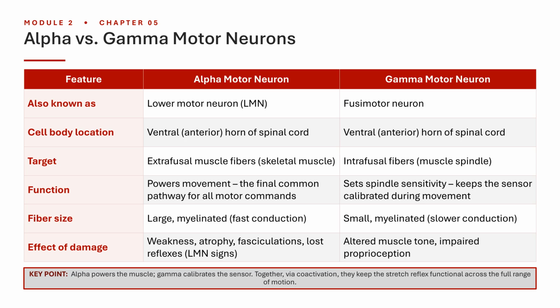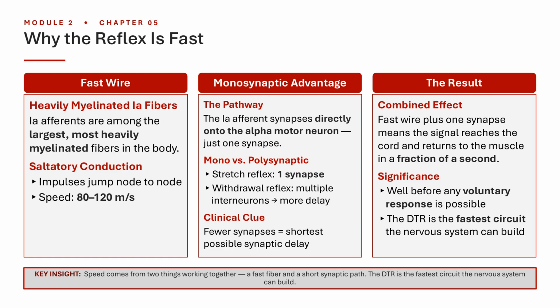When you see a reflex abnormality on your boards or at the bedside, you're almost always dealing with alpha motor neuron pathology. That's where LMN signs originate. But knowing about the gamma system helps you understand the more nuanced presentations. This is a concept I love because it illustrates how the nervous system optimizes a circuit for a specific function.